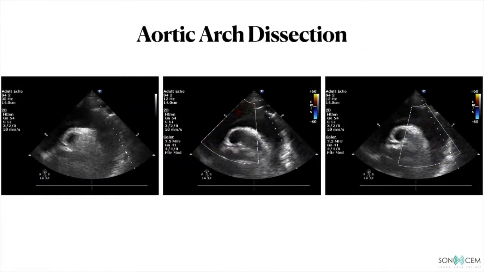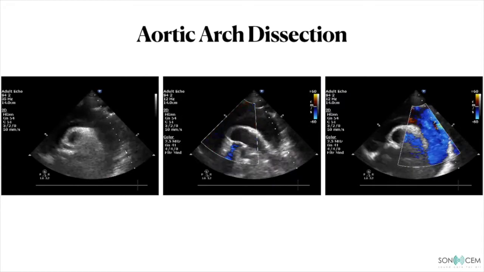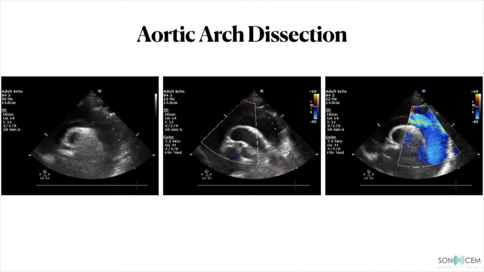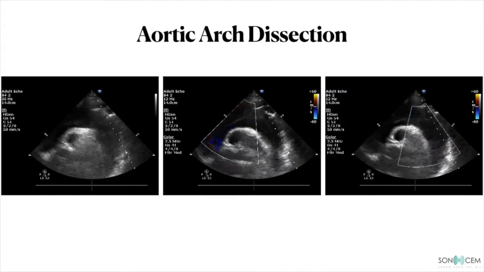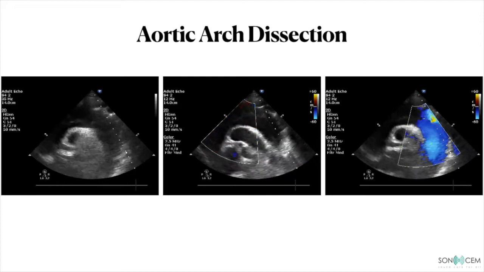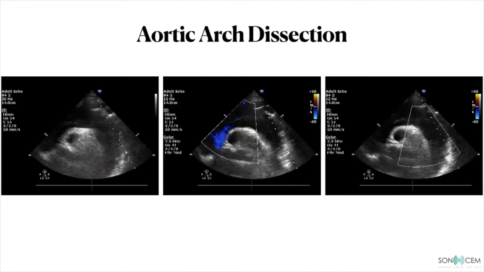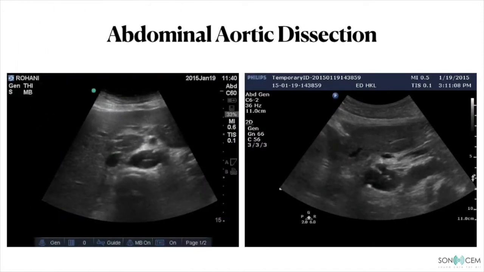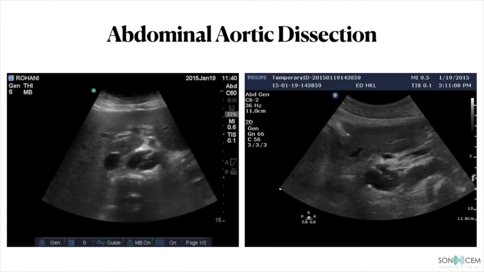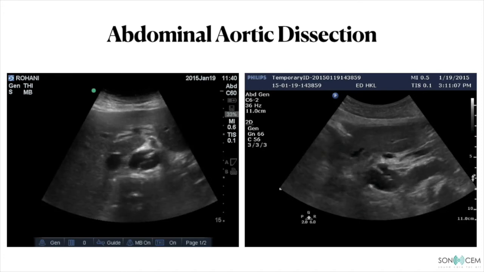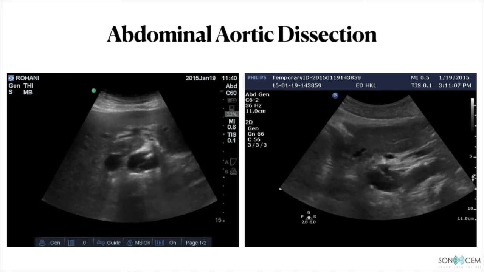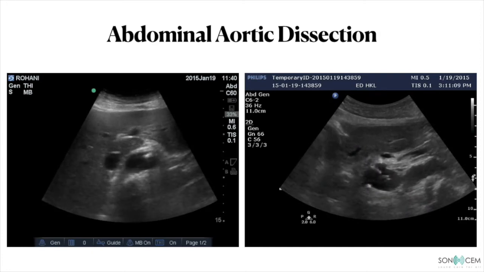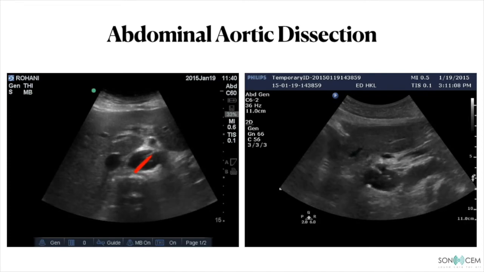This is an example of aortic arch dissection. We can visualize the intimal flap floating in the entire aortic arch. Changing into the color mode, you may see a double lumen flow separated by the flap. Here the abdominal aorta measures less than 5 cm, but it is clearly dissected with the presence of an intimal flap in both short and longitudinal axes, as denoted by the red line.